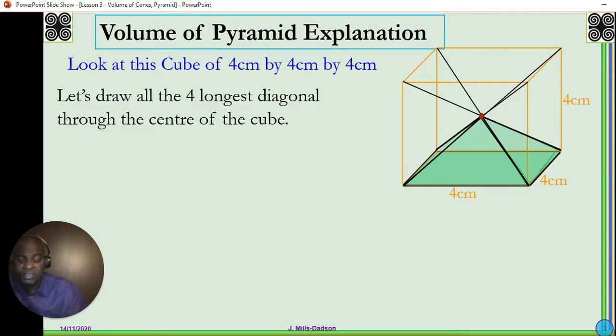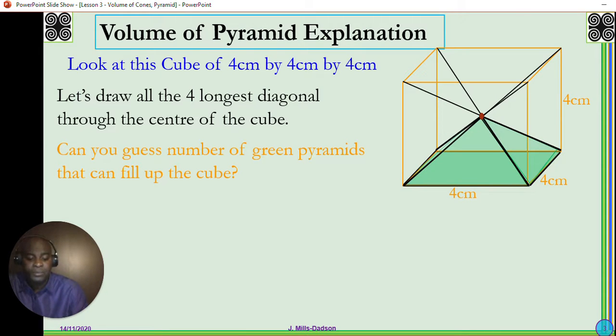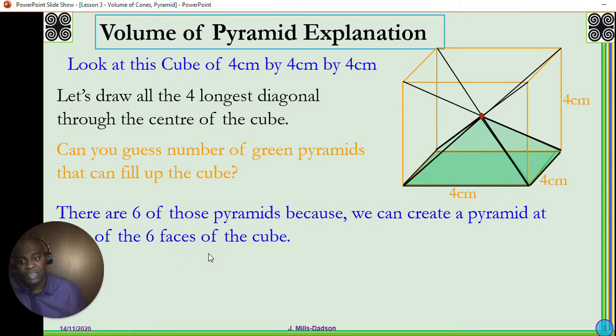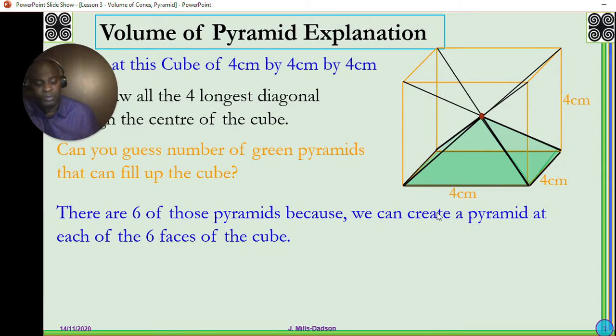Now, looking at this cube, can you guess how many of such pyramids could be used to completely make the cube? Remember, a cube has 6 faces, and I form a pyramid on one of the faces. If you guessed right, the answer is 6, which means I could form a pyramid on each of the faces. So we are saying that the pyramid is a sixth of the volume of the cube.